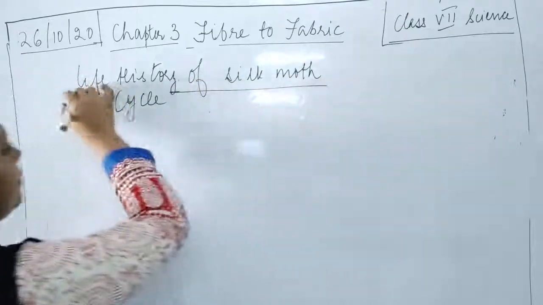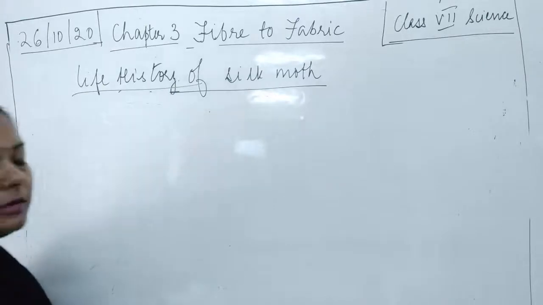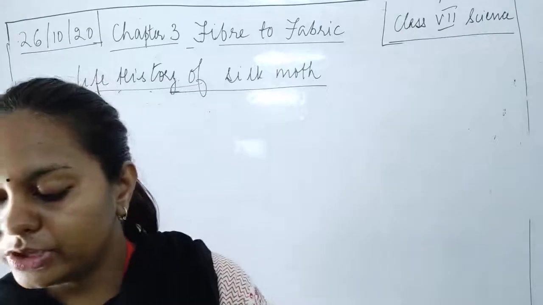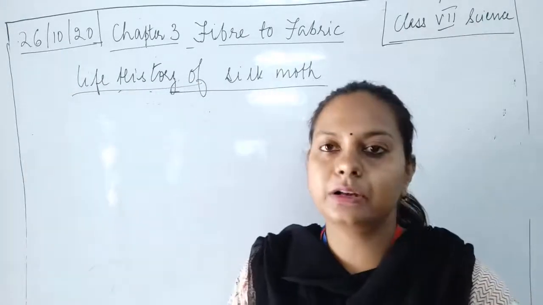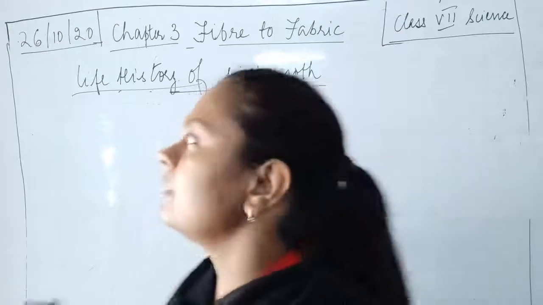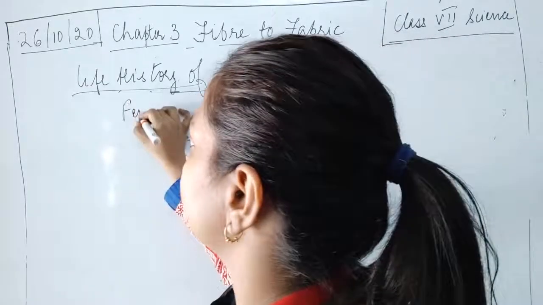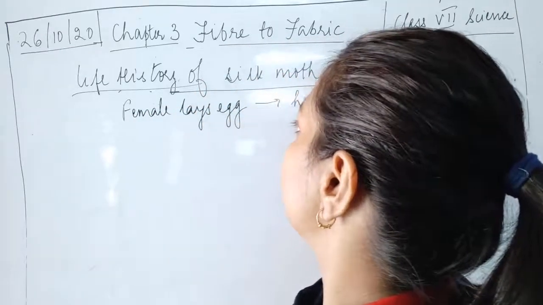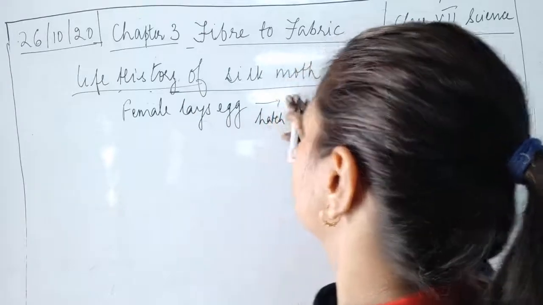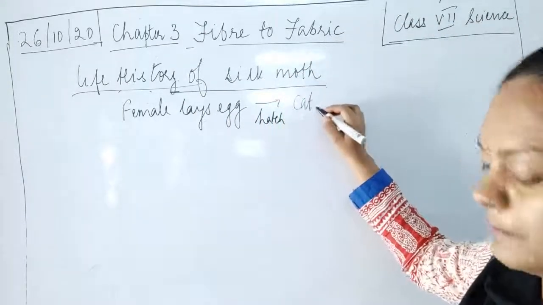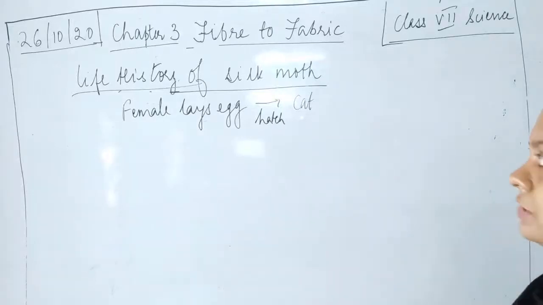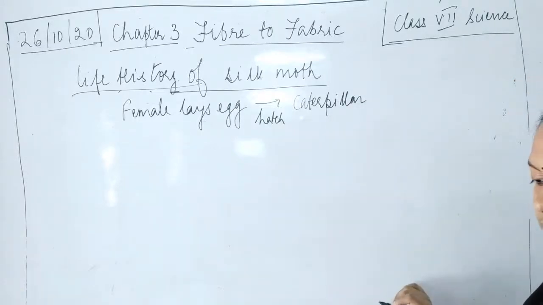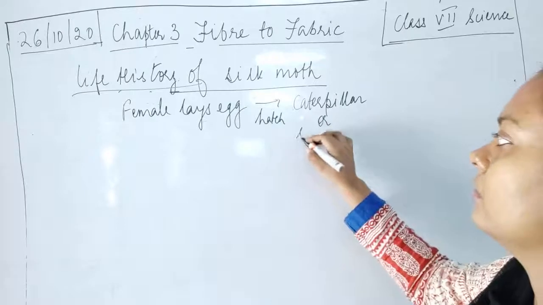The life history of the silk moth, or the life cycle of the silk moth. The female silk moth lays eggs, which hatch into larvae called caterpillars, or silkworms.